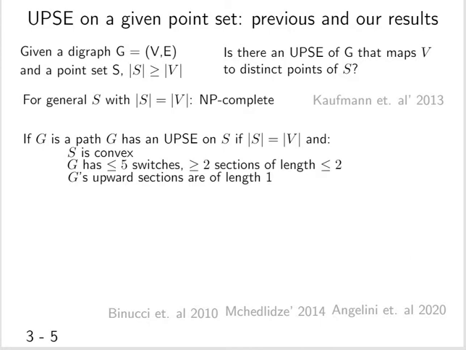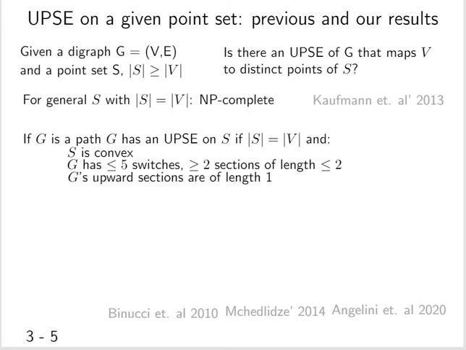If the graph is, on the other hand, more restricted, so it's not only the path, but it has 5 switches. By switches, I mean the turning points. So you have monotone chunks of edges which are directed the same way, and then there are edges directed the other way. The switch between the directions is what I call a switch, and one maximal monotone chunk of edges I call a section. You have at most 5 switches, at least 2 sections of length at most 2, and then you can embed it.